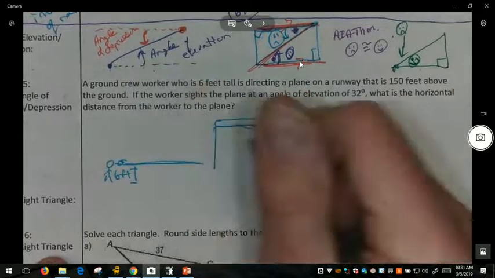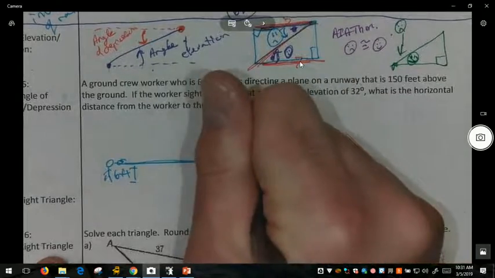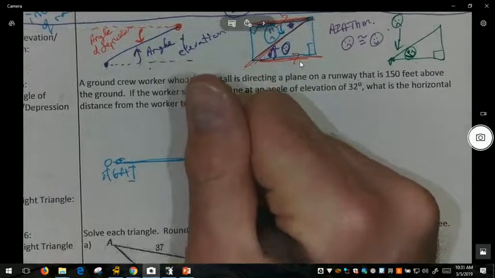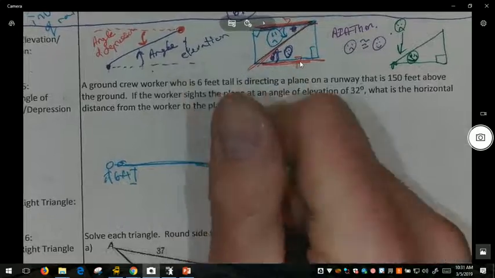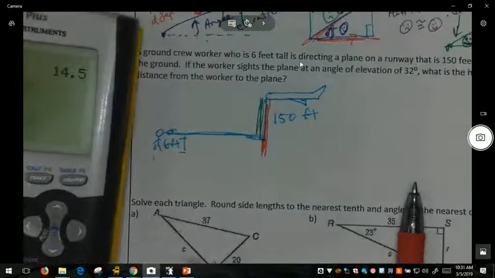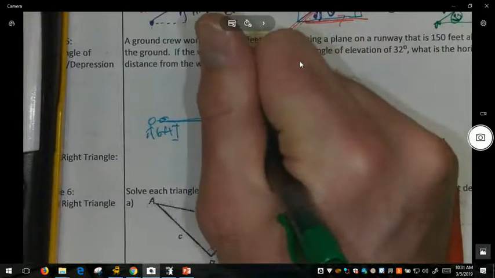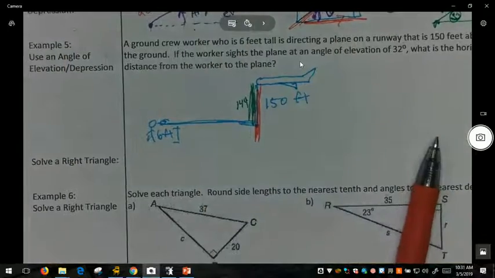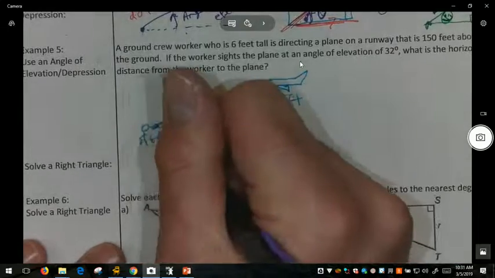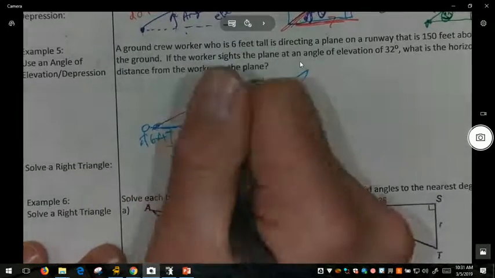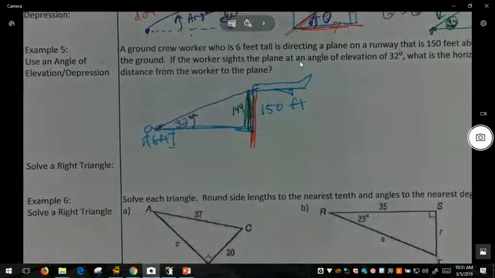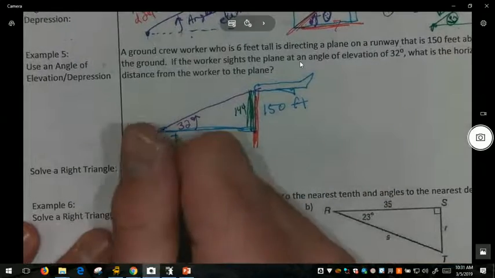is 100, is that what it says? 150 feet above the ground as it's coming into land. Oh wait, that's 150 feet above the ground. So wait a second, that's this whole thing, which means that this little part of it right here is 150 minus 6. So this is 144 feet. So we have this, they tell us that it's an angle of elevation of 32 degrees. So he was looking straight out, he tilts his eyesight up to see the plane, that's a 32-degree angle of elevation.